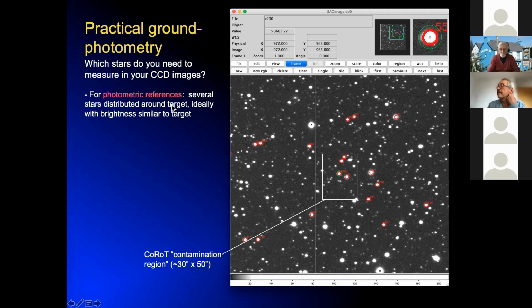First, for photometric references, you should take several stars distributed around the target more or less uniformly, and ideally they should have brightnesses similar to the target. In this example here, which was taken on a wide field imager on a large telescope, this was easy. There are more stars than needed really as photometric references, and you can see them here in the red circles.